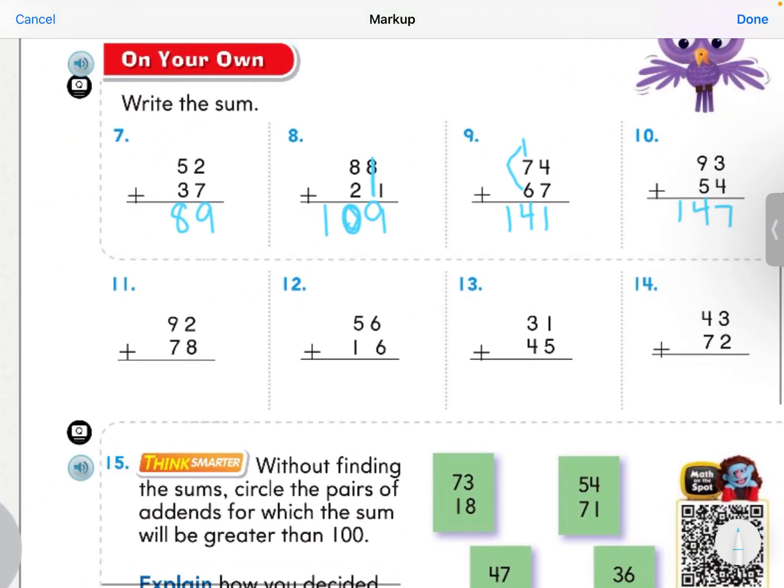Number 11. 2 plus 8. That's 10. 1 plus 9. So 10 plus 90 is 100. 100 plus 70 would be 170. Do you see how I'm lining my ones, my tens up, and then I go right next door for my hundreds place?